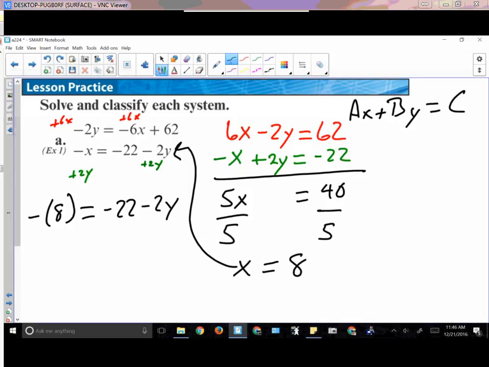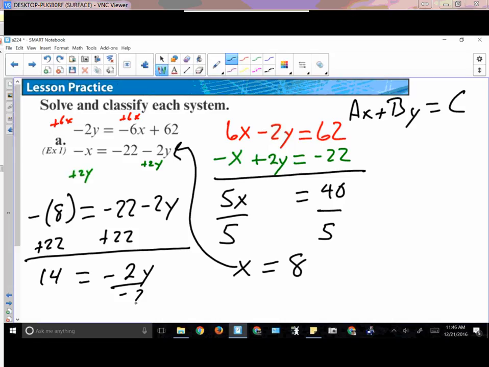So let's see, I add 22 to both sides, add 22, and let's see, 22 and 8 gives me a grand total of 14 equals minus 2y. Divide by negative 2, divide by negative 2, negative 7 is equal to y. So that means that our coordinates would end up having to be 8, comma, negative 7.